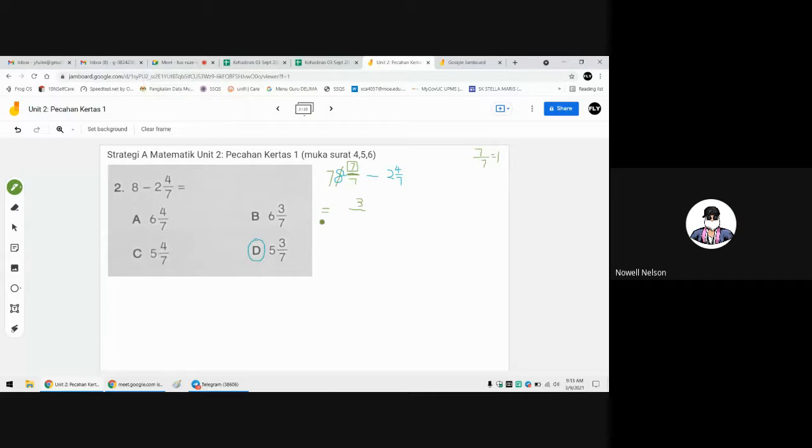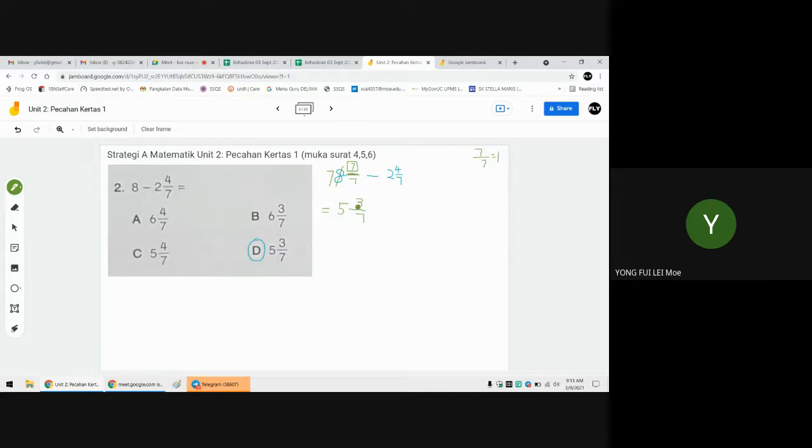Somebody tell me. What? 7. Yes, 7. Because denominator minus denominator, it will be the same. Okay, no change. But there must be the same. Mesti sama. Tapi tidak boleh tolak. Okay, 7 minus 2 is 5.